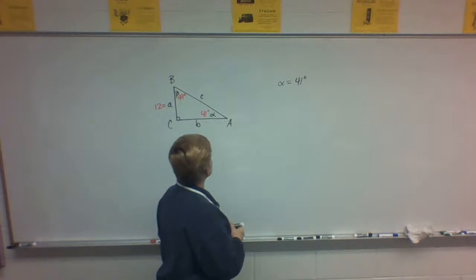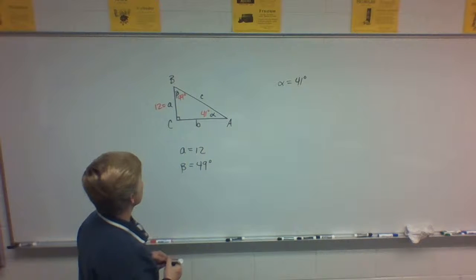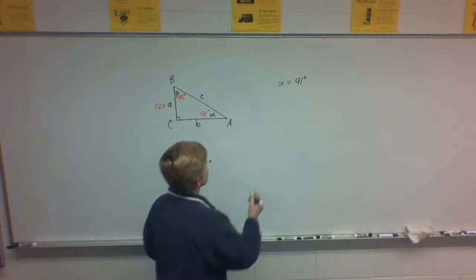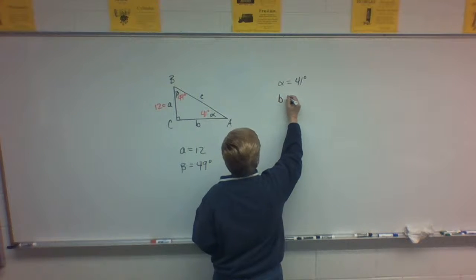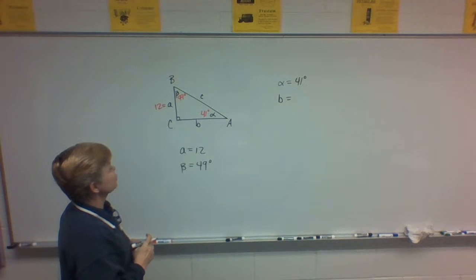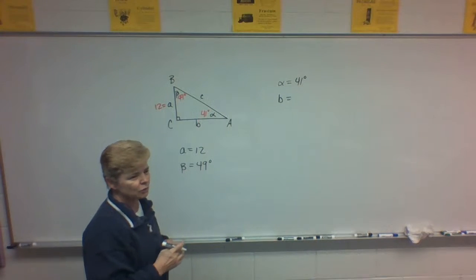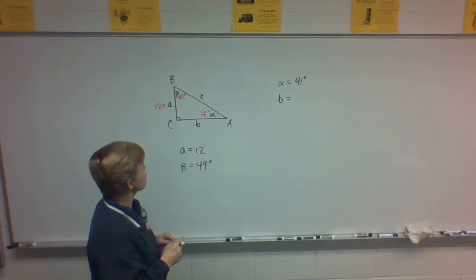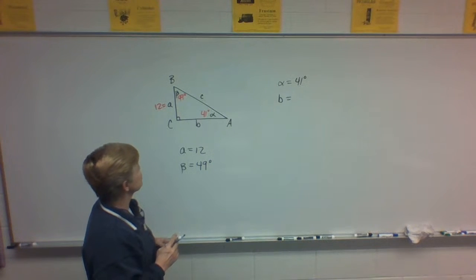Okay, so what do you want to find next? B. Okay, so if I go after little b, what function do you want to use? Yeah, we're going to have to use tangent because we don't know anything about c yet, and sine and cosine require a c to be known. Okay, so if we use the tangent, you want to use tangent of 49 or the tangent of 41?